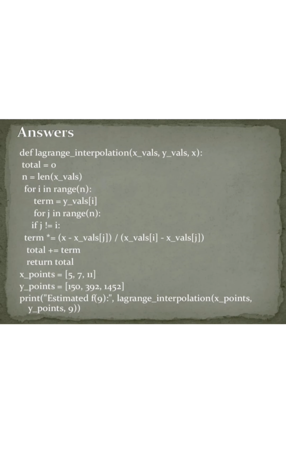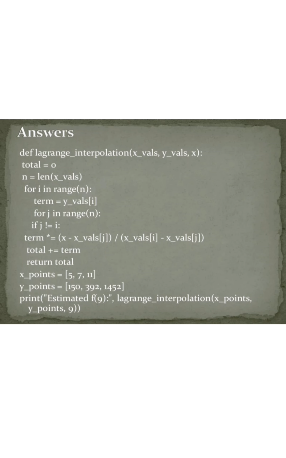Now next, answer the program. def lagrange_interpolation(x_vals, y_vals, x): total = 0, n = len(x_vals). for i in range(n): term = y_vals[i]; for j in range(n): if j != i: term *= (x - x_vals[j]) / (x_vals[i] - x_vals[j]). total += term. return total.